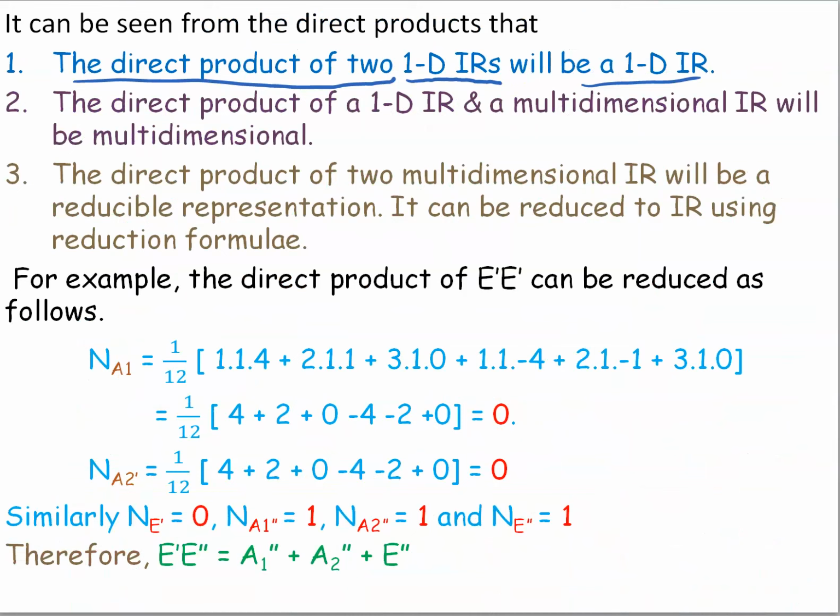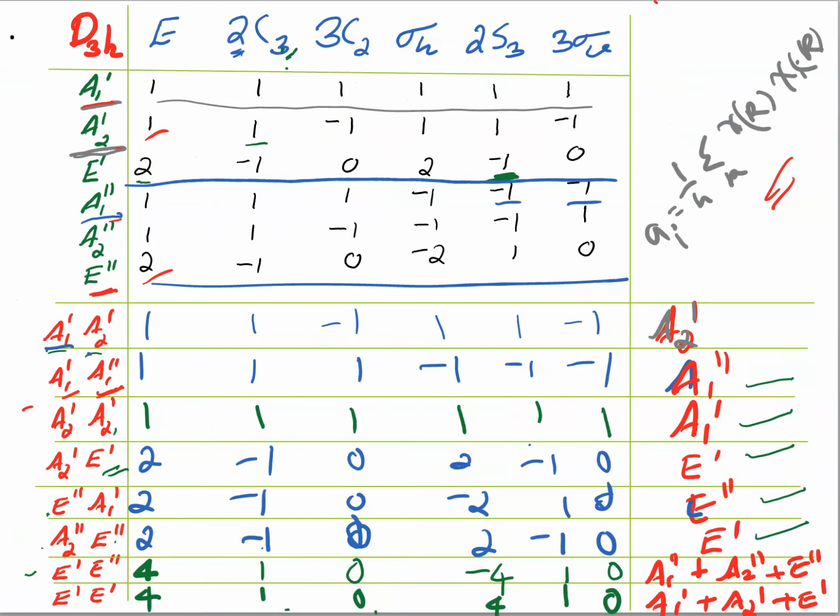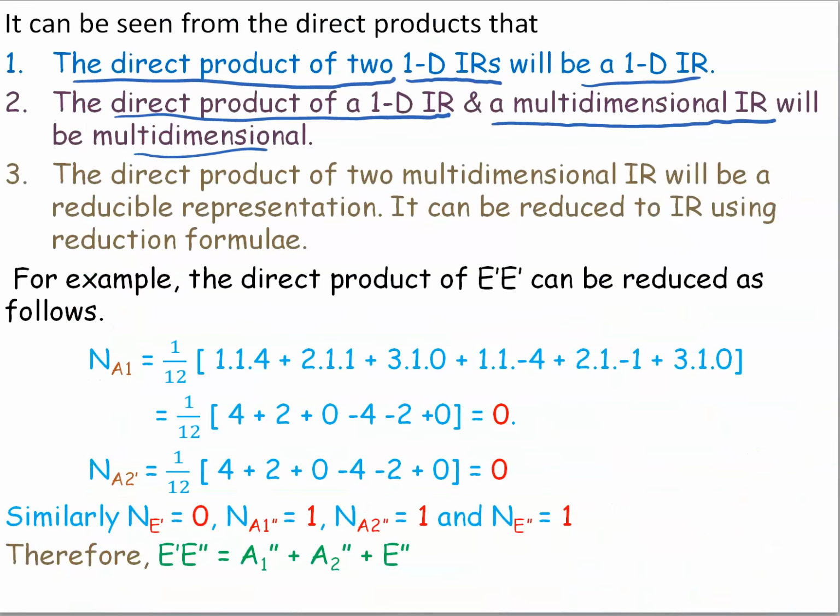And second thing, the direct product of a one-dimensional IR with a multi-dimensional IR, that is a 2 or 3 dimensional IR, will be multi-dimensional. That I have already showed you. That is, one dimension with 2 dimension, we get 2 dimension. One dimension with a multi-dimensional IR, we get a multi-dimensional IR. That is the second thing.